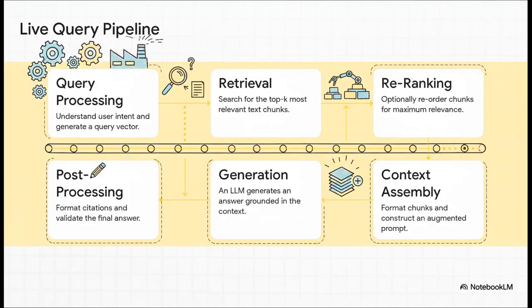And this assembly line, it moves fast. It starts by figuring out your query, then it instantly retrieves the most relevant info from the library we just built. From there, it might re-rank those results for quality, assemble the best pieces into context for the AI, generate the actual answer, and then, finally, it polishes it up with a little post-processing.